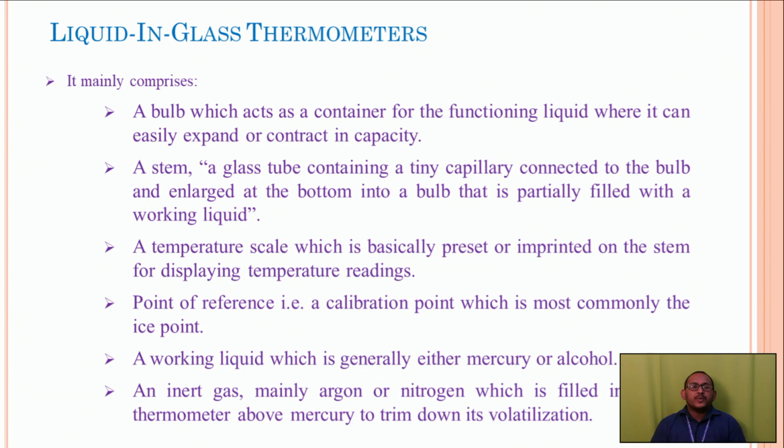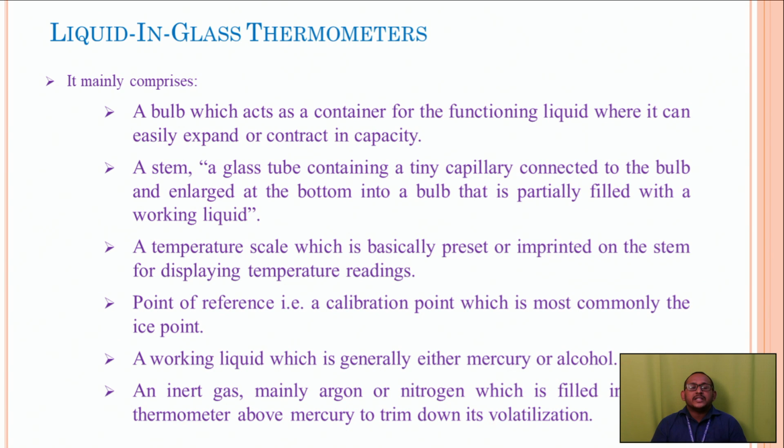And then the second one is the liquid in glass thermometer. Here in the liquid in glass thermometer, a bulb acts as a container for the liquid to expand or contract in the capacity. In the bulb, we fill the liquid, which will expand or contract inside the bulb based on the increase or decrease of the temperature of the temperature source.